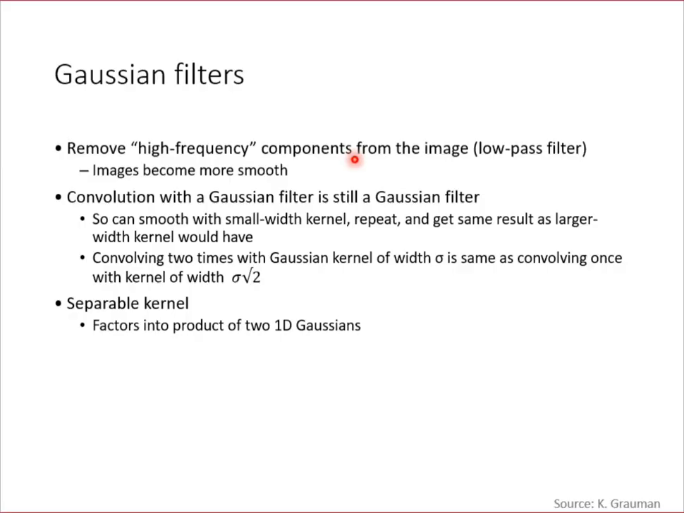So what does a Gaussian filter do? It removes the high frequency component from the image, so it has another name: low pass filter. Let's take a look at this image.